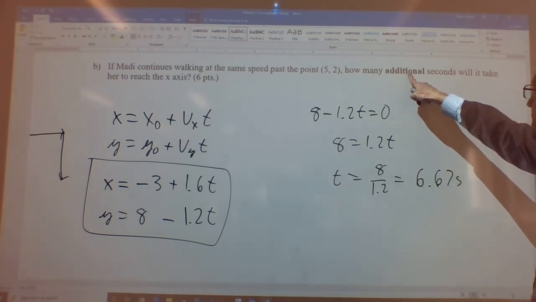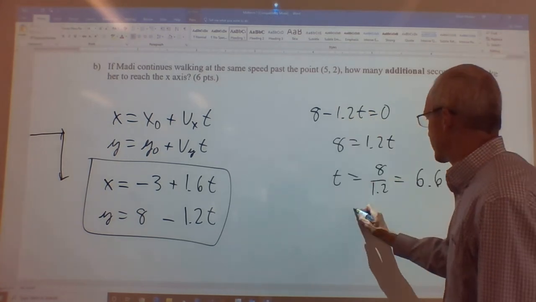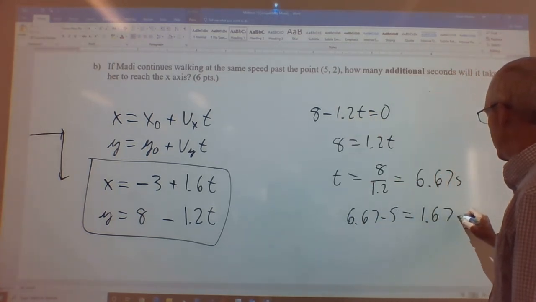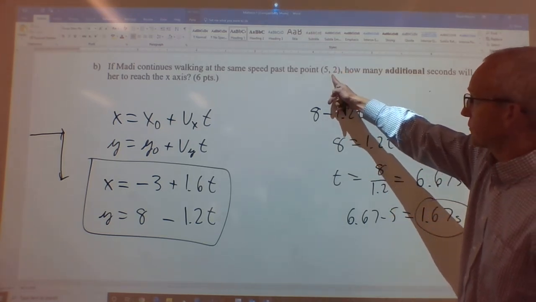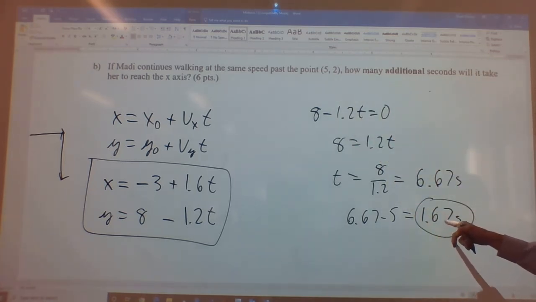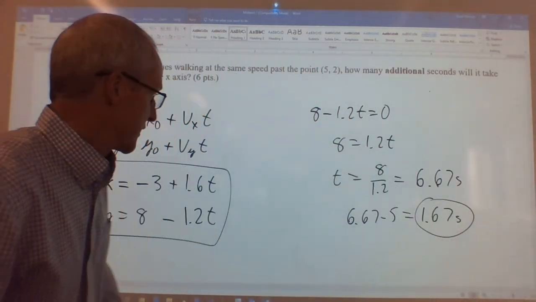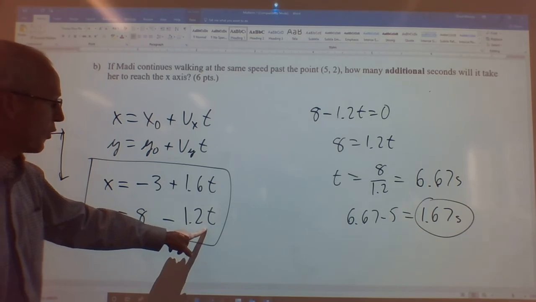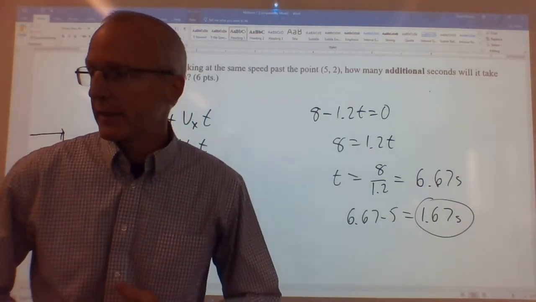So how many additional seconds? It took her 5 seconds to get to that point, so it's just 6.67 minus 5, which is 1.67 additional seconds. It took her 5 seconds to get to that point, and then an additional 1.67 seconds to hit the x-axis, because it took her 6.67 seconds the whole time. So again, the trick there was figuring out when y is 0 and how many seconds more that is than it took her to get there, which we already figured out was 5 seconds.